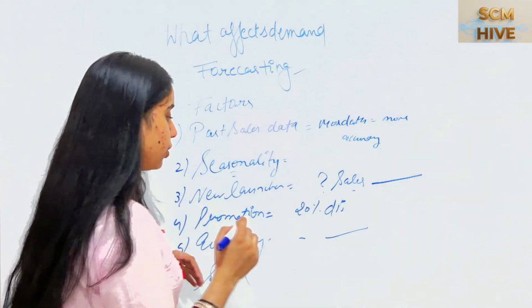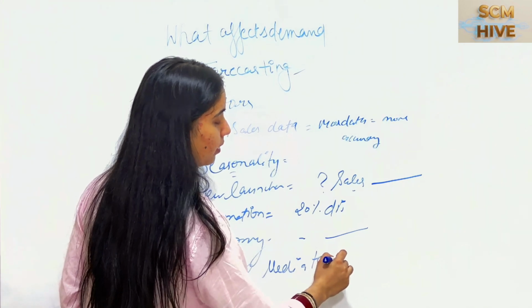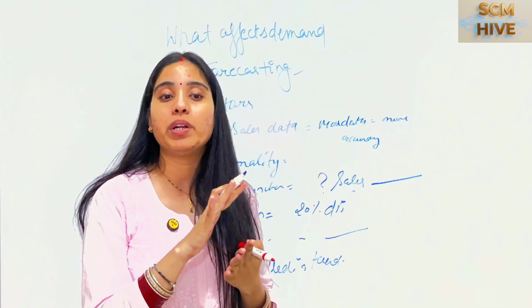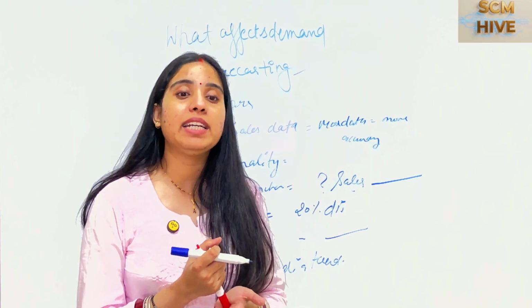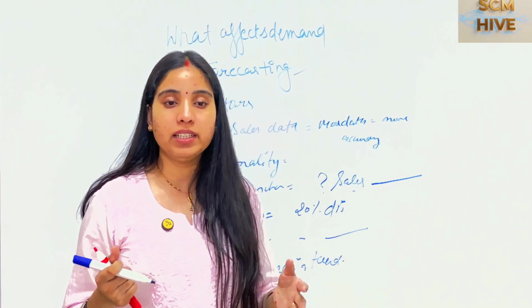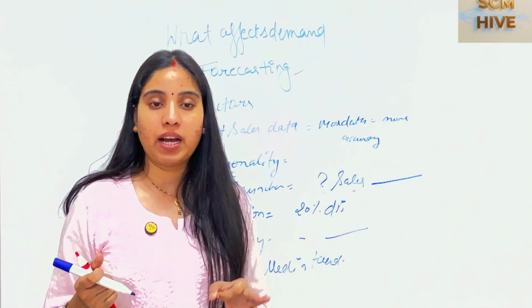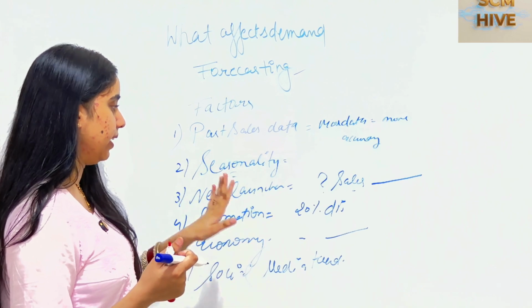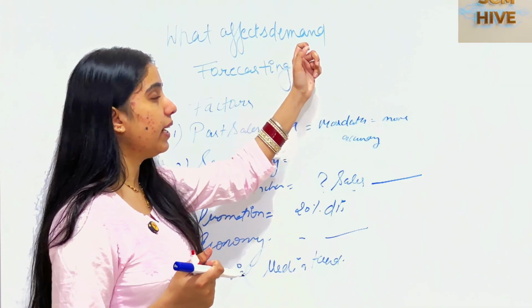The last is social media trends, which is affecting the demand forecasting. One viral review can make demand jump overnight, and this is an actual real example. If we are watching some ad, definitely we are checking that product either on the website or going directly there and checking. Social media trends affect the demand a lot. So these are the major factors: past sales data, seasonality, new launches, promotions, economy, and social media trends, which actually affect your demand forecasting.